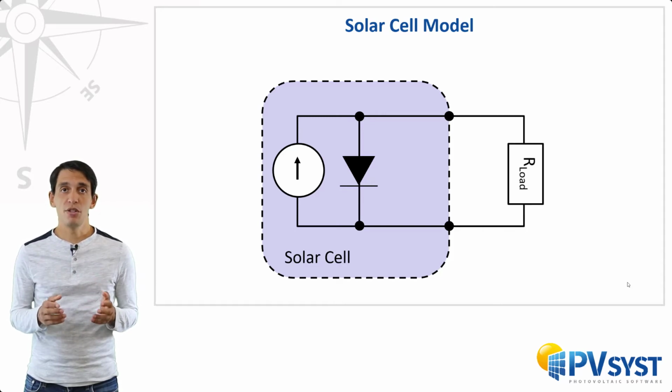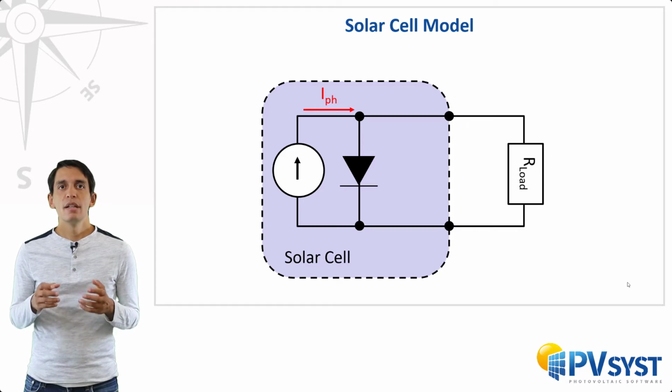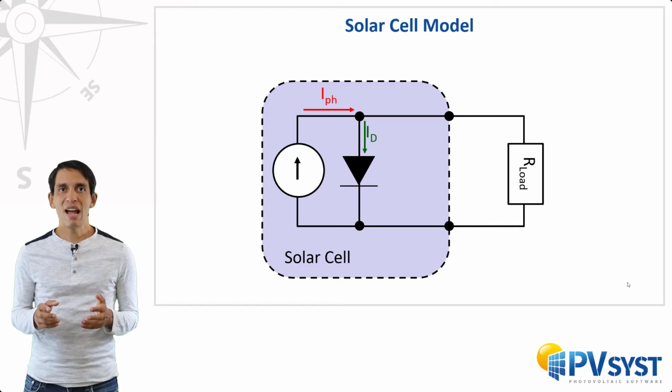Let's look at the currents in this circuit. Firstly, there is the current coming from the current source. This is the current that is produced by the sun's photons. We call that the photocurrent and use IPH to label it in red here. Some of that current is lost as it travels through the diode in the circuit. We call this the diode current and use ID as a label in green.